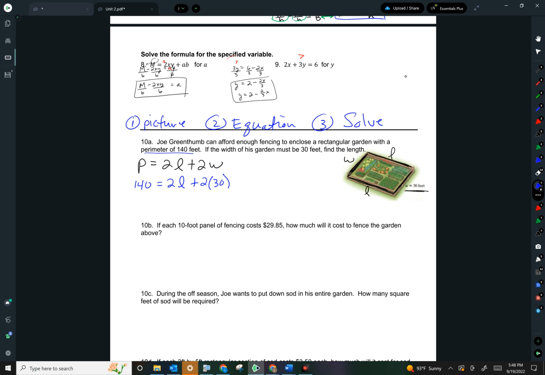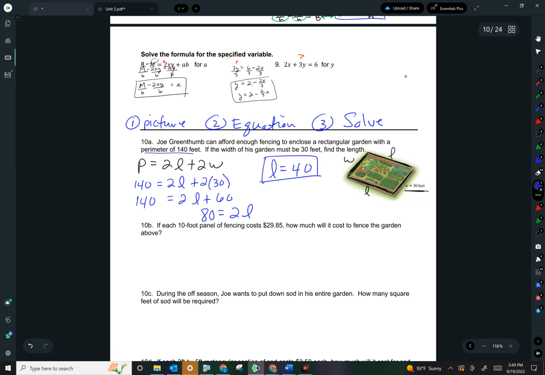Okay, so let's simplify. I've got 140 equals 2L plus 60. Now I'm doing my solving, right? So subtract 60. If I subtract 60, I'm going to get 80 equals 2L. Final step, how am I going to solve for L? Divide by 2. So I'm going to have L equals 40. So I have solved.